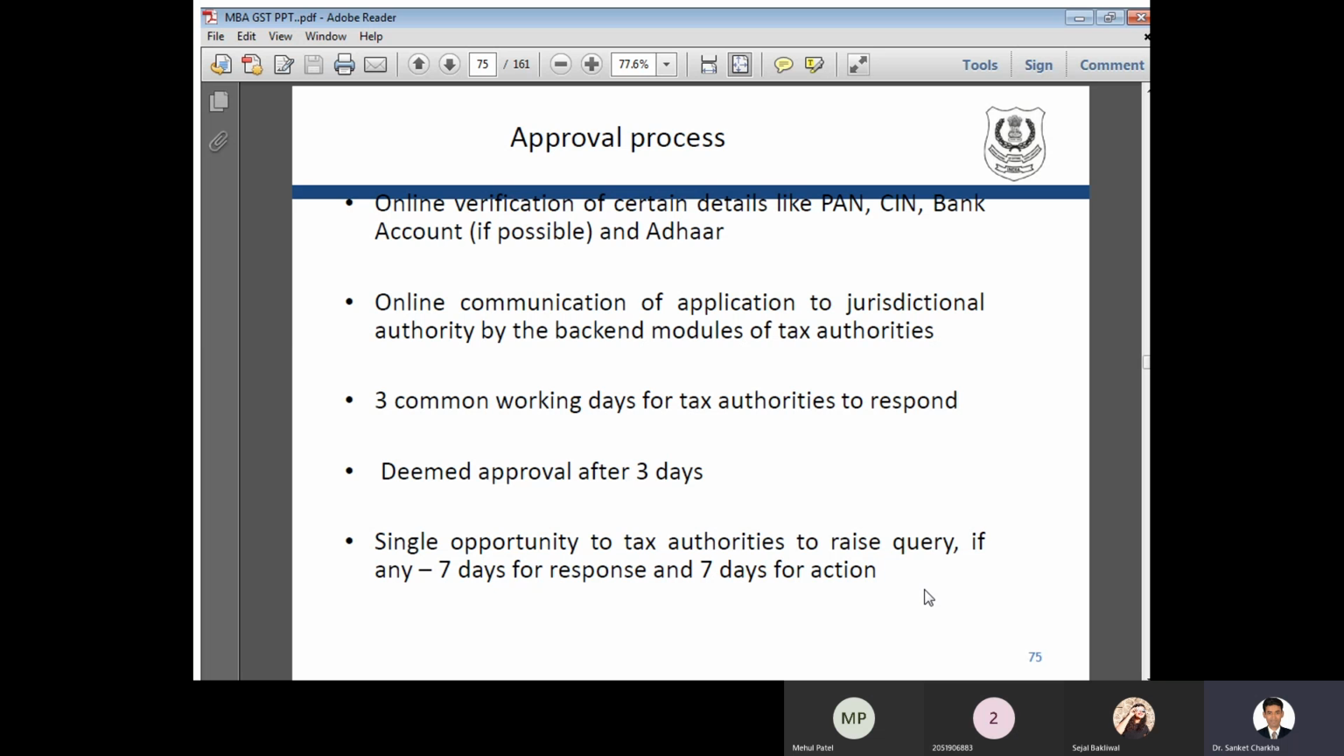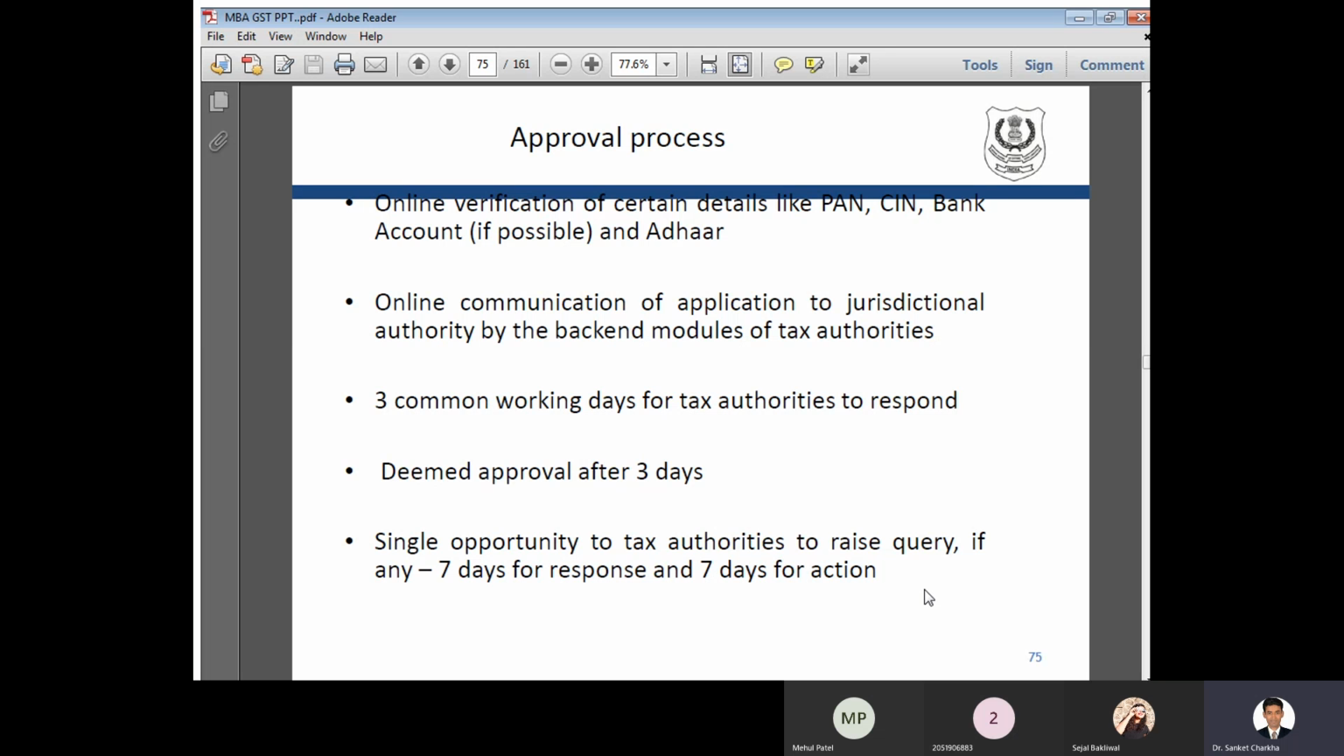3 common working days for tax authorities to respond. So officially, the 3 working days have been provided for each and every tax authority, and within 3 days or after 3 days, they have to mandatorily reply to the concerned applicant who has applied for the registration number, about whether the application is accepted or rejected, and if it has been rejected, what grounds or what measures the company or the individual has to take.